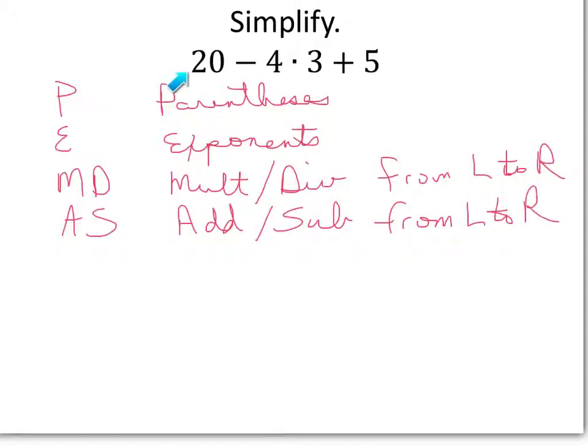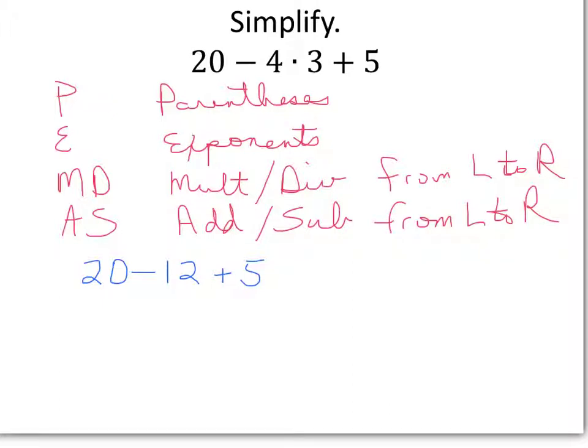So in this problem here, you have a subtraction, a multiplication, and an addition. Those are the operations. Let me point at them. Subtraction, multiplication, addition. So no parentheses, no exponents, multiplication. We're going to do the multiplication first. So we have 20 minus, and 4 times 3 is 12, plus 5.